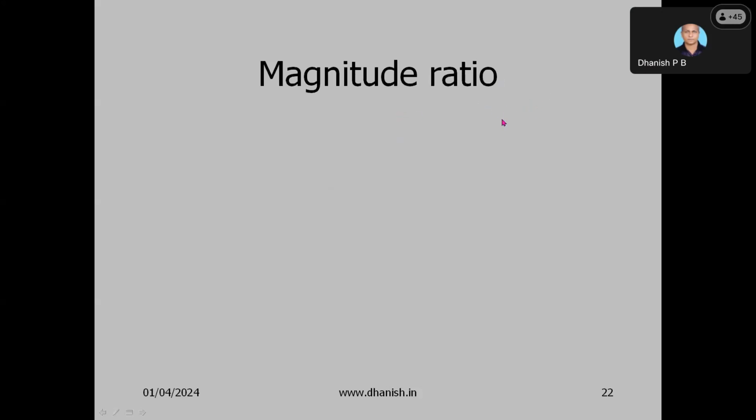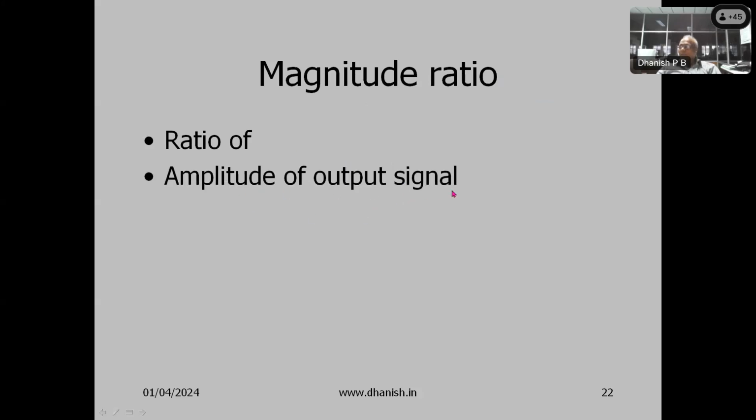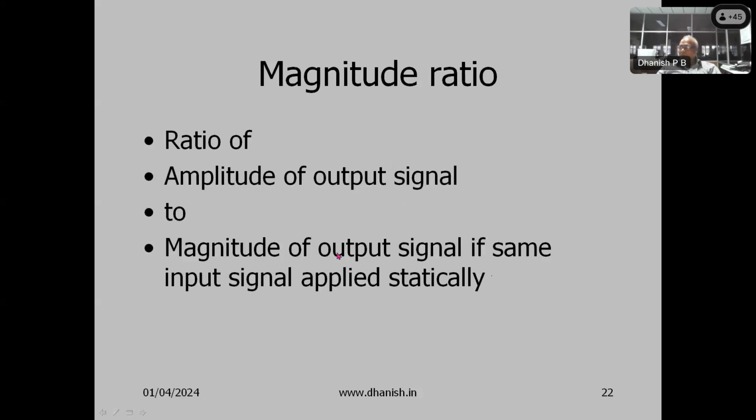So magnitude ratio is the ratio of the amplitude of the output signal to the magnitude of the output signal if the same input signal was applied statically. Okay, that is without any frequency, as a simple constant signal. So magnitude ratio is not the amplitude of output to amplitude of input, but the amplitude of output to the magnitude of the output signal if the same input signal was applied statically.